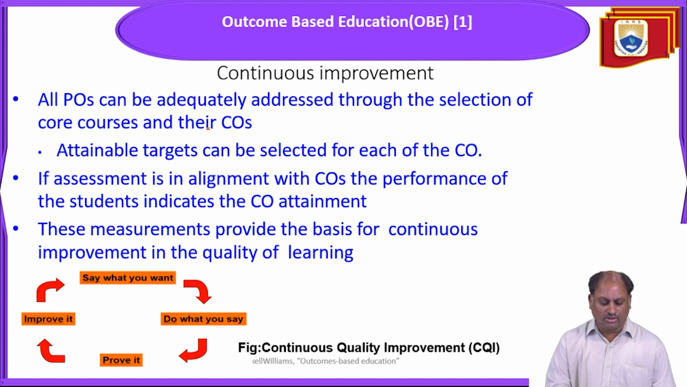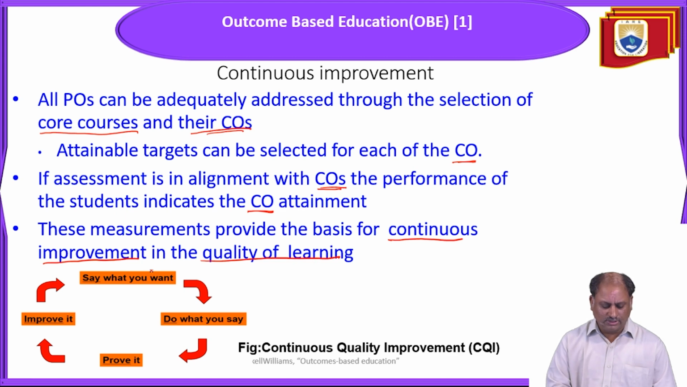And here the POs are addressed through the sequence of core courses and also COs. Each PO can be addressed through the corresponding courses and the related course outcomes. Now these attained targets can be selected for each CO. If the assessment is in alignment with the COs, the performance indicates the CO attainment. These measurements provide the basis for continuous improvement in the quality of learning.